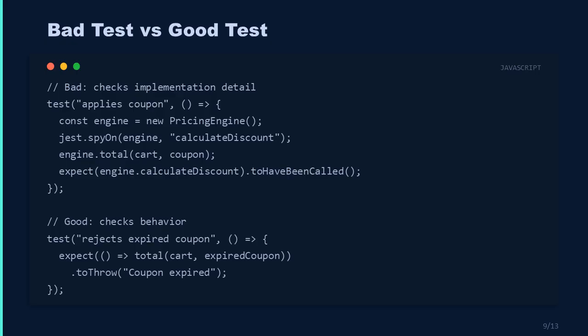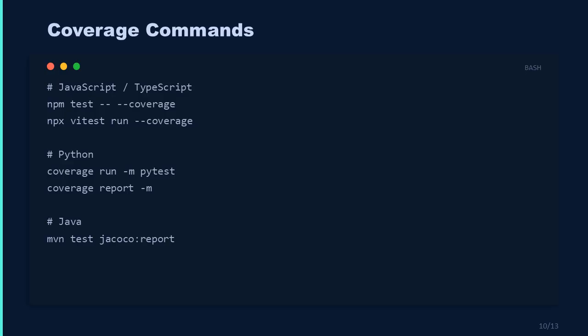Coverage tools depend on your stack. Jest and Vitest cover JavaScript and TypeScript. Coverage.py works well with PyTest in Python. JaCoCo is common in Java. Do not chase 100% blindly. Start with risky code: payments, auth, permissions, data transformations, and anything that can hurt users.